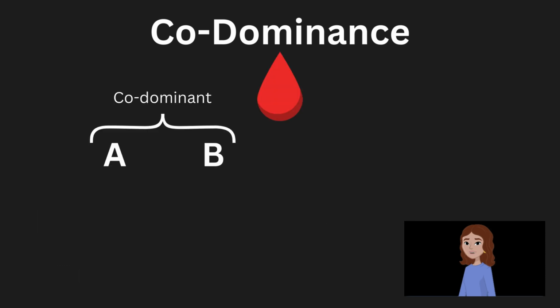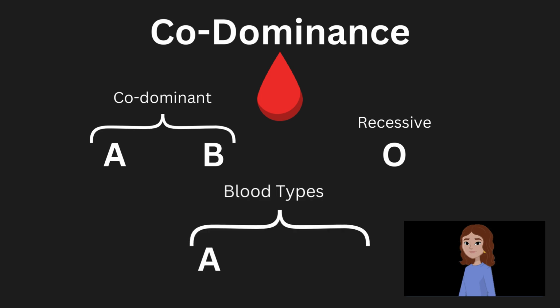Another example of codominance that you may know of is our blood types. A and B are codominant and O is recessive. That is why someone could be blood type A, B, O, or AB. However, if someone that is homozygous A or homozygous B has an offspring with someone that is O, we can say with certainty that the offspring would be heterozygous with only the dominant A or B respectively being expressed.